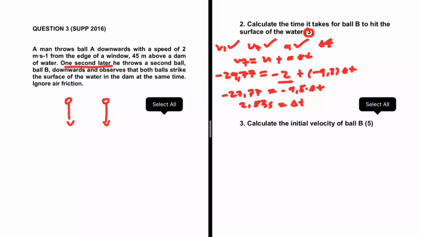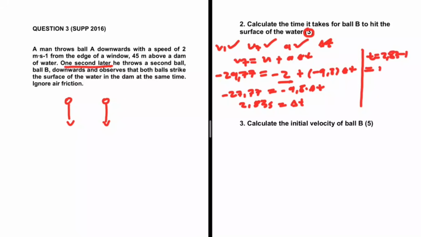So how much time is taken by ball B? The time will be equal to 2.83 minus 1. It was thrown 1 second later, which will be 1.83 seconds. That is another sneaky situation you have to be aware of. Let's move to the following question.